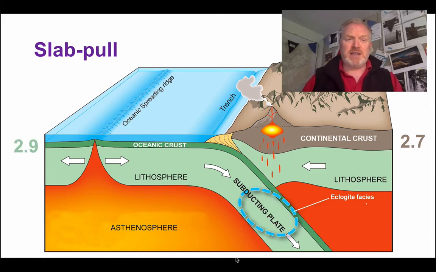Oceanic crust is denser, 2.9. Explains why it sits lower on the Earth's surface. And we know that the mantle in the asthenosphere has a density of about 3.2. It helps us explain the position that these different parts of the Earth actually sit on the surface. Now, the idea of slab pull is that the subducting plate pulls the rest of the oceanic crust with it.